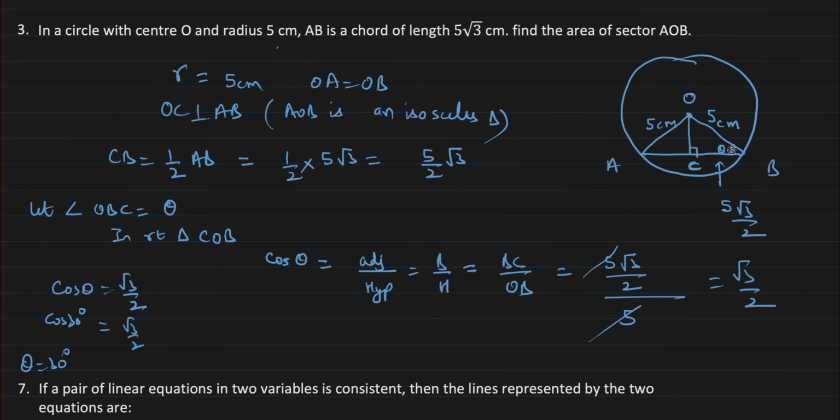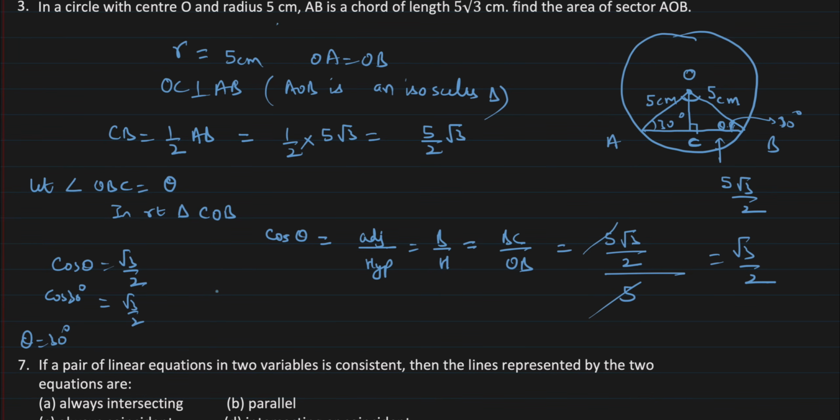Now this theta is 30 degrees, and as it's an isosceles triangle, this is also 30. So 30, 30. So what about angle AOB then? Angle AOB equals 180 minus 60. That comes out to be 120 degrees. Fine. So this angle, the angle of the sector, which we did not have, we got as 120 degrees here. I hope the step is clear to you, students, right?